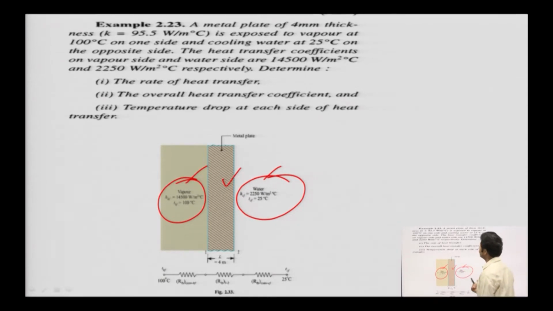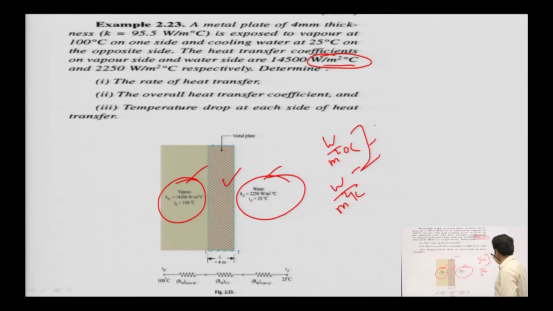The heat transfer coefficients on the vapor side. When you look at this unit, whatever the name, it could be heat transfer coefficient, convective heat transfer coefficient or anything, if you see the unit watts per meter square degree Celsius or watts per meter square Kelvin, then he is talking about h. That is the heat transfer coefficient from Newton's law of convection, or Newton's law of cooling for that matter.